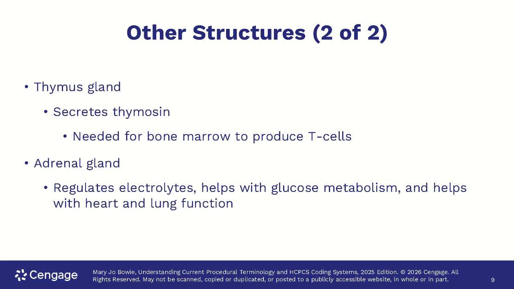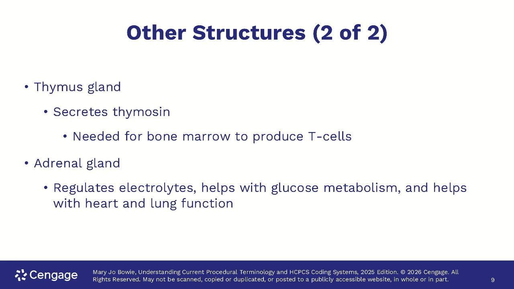All right. We also have the thymus gland that's located in the middle of the chest, just underneath the sternum. The function is to secrete thymosin, which is a hormone that the bone marrow needs to produce T cells that work within the immune system. So when I think of T cells, I immediately think about AIDS and how a T cell count can be lower. All right, then we have the adrenal glands, and the adrenal glands sit at the top of the kidneys. Their function is to regulate electrolytes and help in the metabolism of glucose and adrenaline, which plays an important role in heart and lung function.